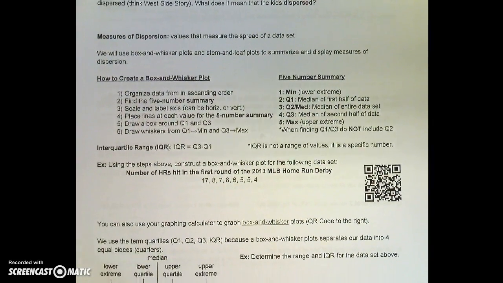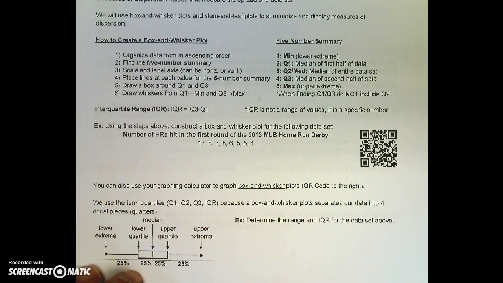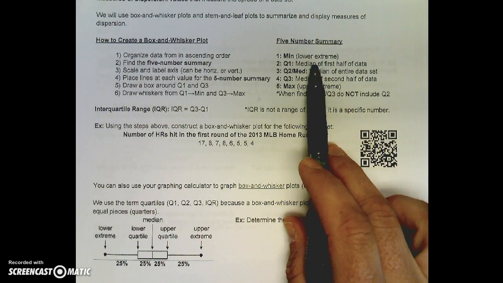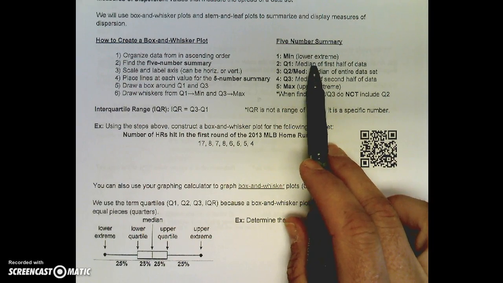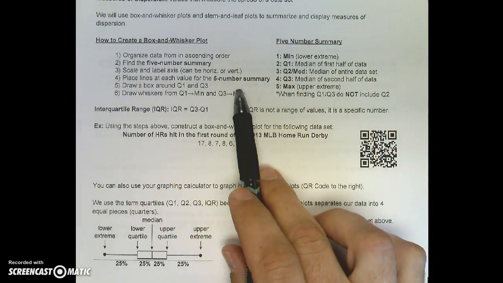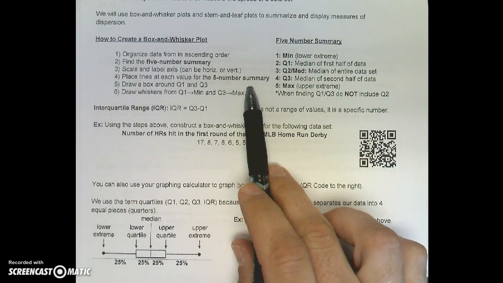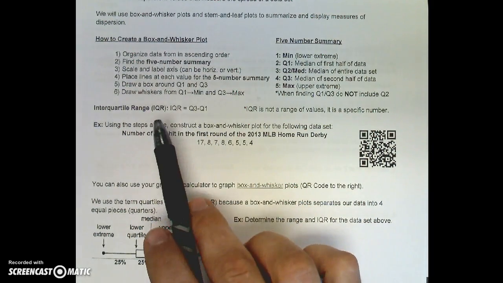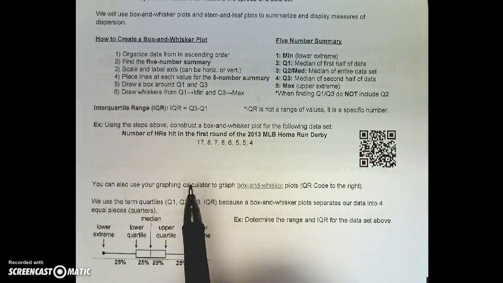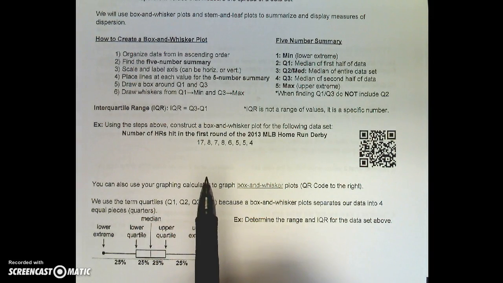The first one we're going to take a look at is a box and whisker plot. This one's actually kind of nice. You can do this on the calculator, or you can do it by hand. It's actually pretty easy to do by hand. Organize the data in ascending order. Find the 5-number summary, which we'll talk about in a minute. Scale and label the axis. Place lines at each value of the 5-number summary, and then draw a box around Q1 and Q3. Draw whiskers from Q1 to min and Q3 to max.